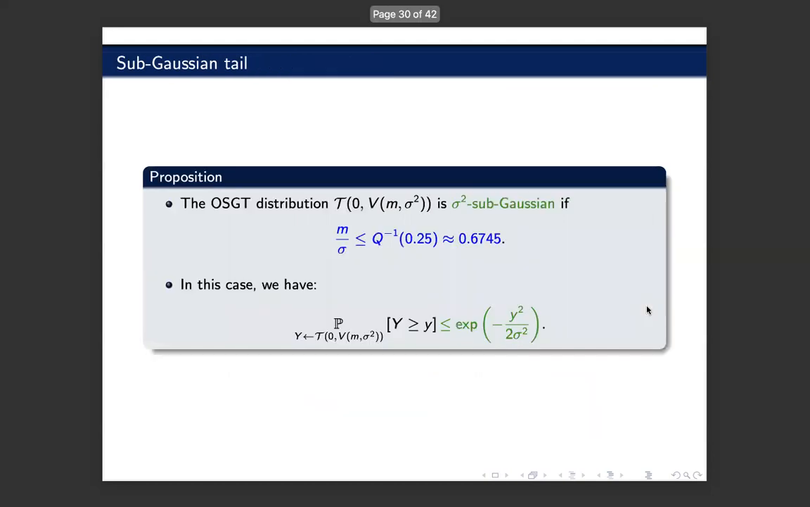But what we have proved in terms of its tail is a sufficient condition: if the ratio of m over sigma, not the standard deviation of the distribution, but the input sigma, satisfies this relation, which is roughly 0.67, then you guarantee a sub-Gaussian tail with respect to the input parameter. So at least it is sub-Gaussian with respect to a Gaussian with this kind of variance.